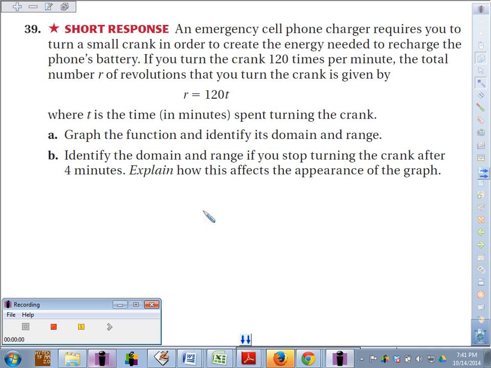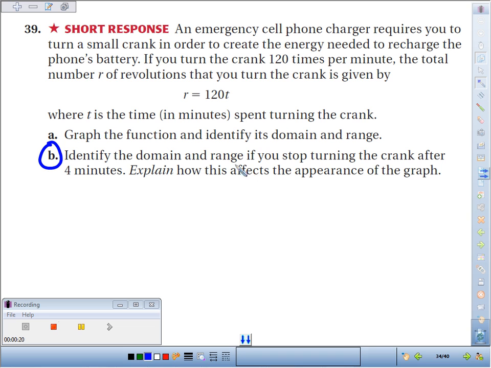Number 39, the emergency cell phone charger requires you to turn a small crank in order to create the energy needed to recharge the phone's battery. If you turn the crank 120 times per minute, the total number R of revolutions that you can turn the crank is given by R equals 120 times T, where T is the number of minutes. We just asked you to do part B here. Identify the domain and range if you stop turning the crank after 4 minutes.